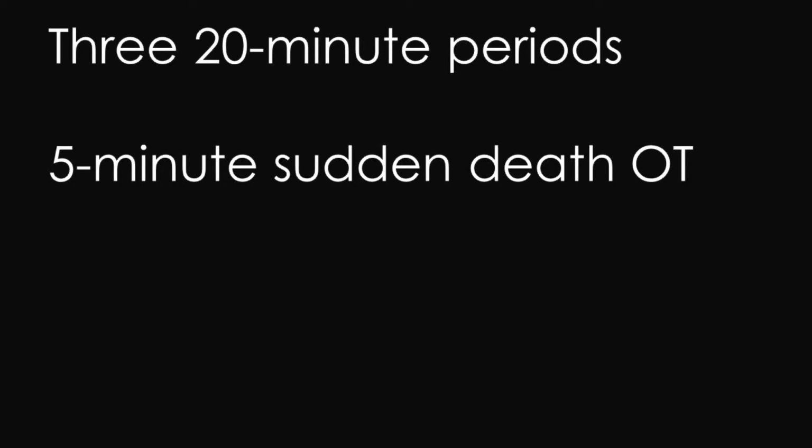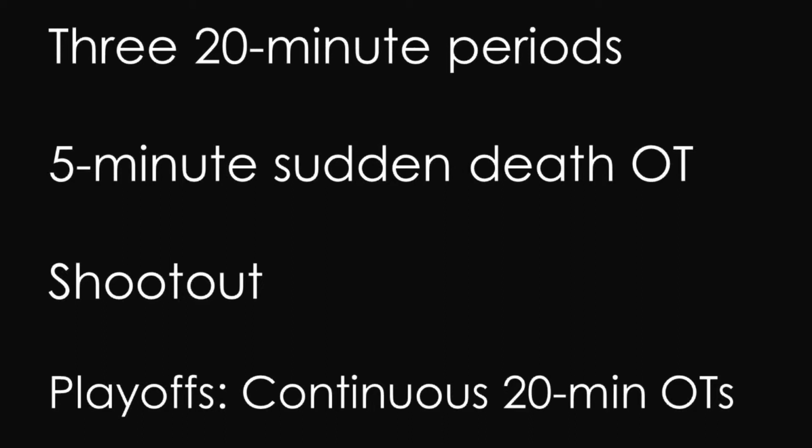If they're still tied after overtime, there's a shootout, which, just like in soccer, the teams alternate in a one-on-one matchup between a player trying to score against the other team's goalie. In the playoffs, overtime is 20-minute periods, and teams keep playing 5-on-5 until one team scores. And this can sometimes take an extra 2 or 3 periods.